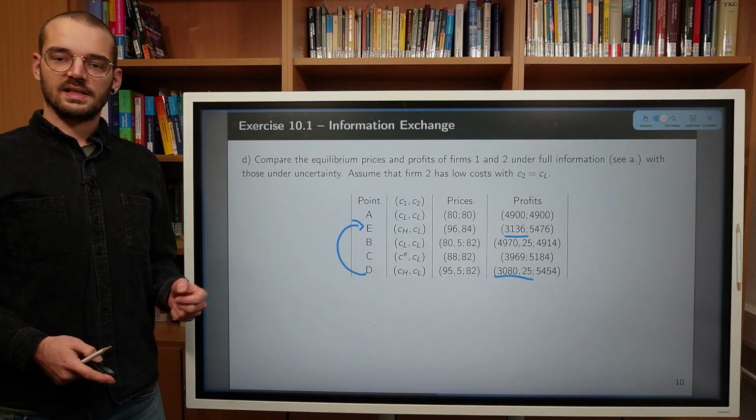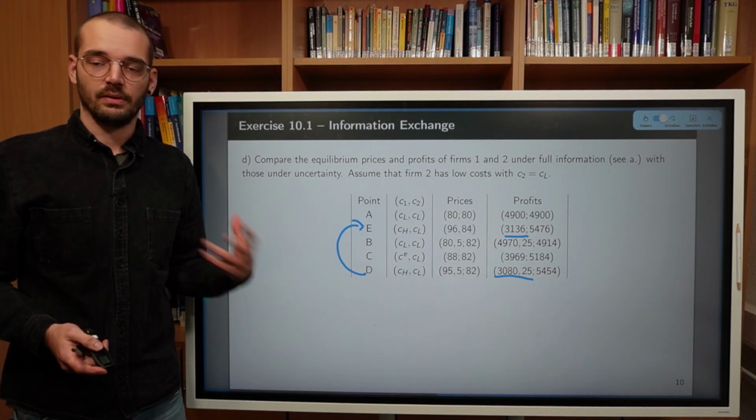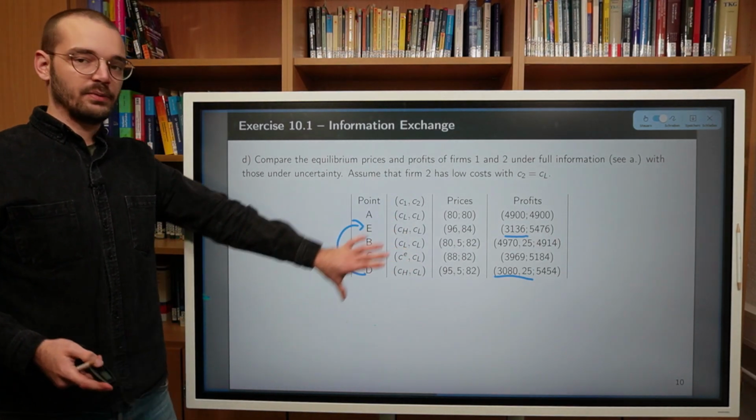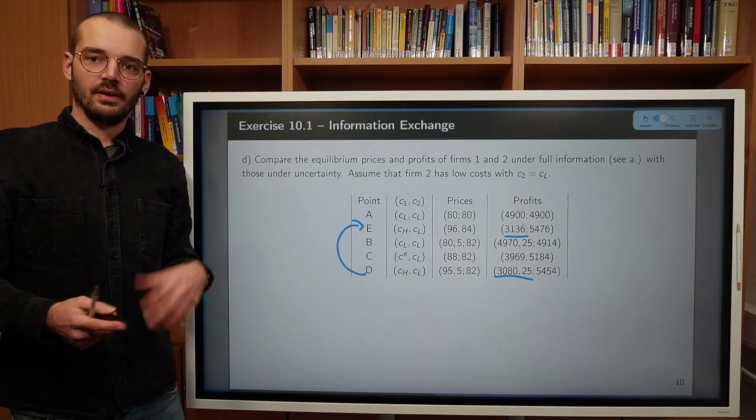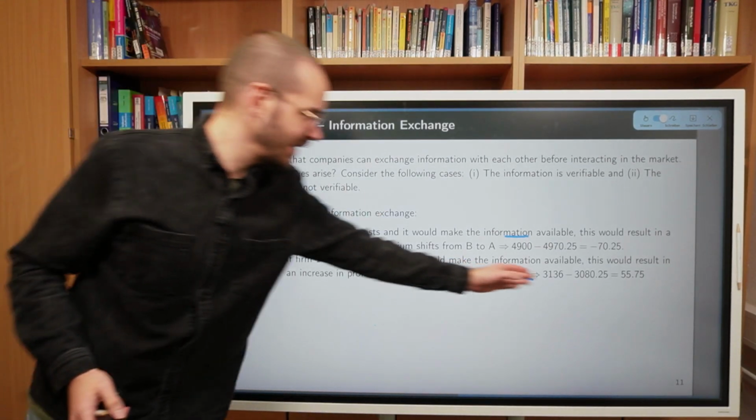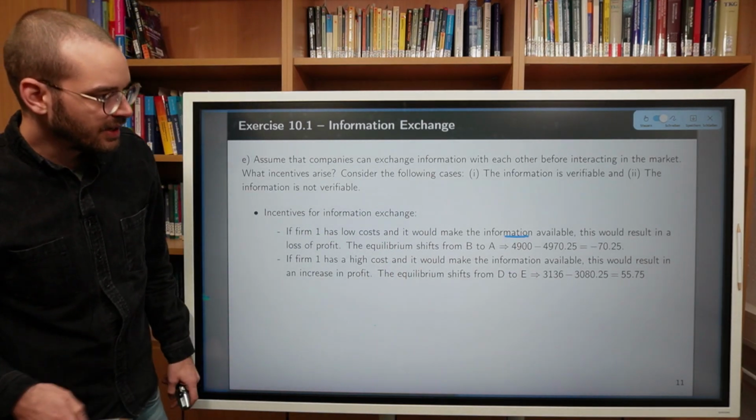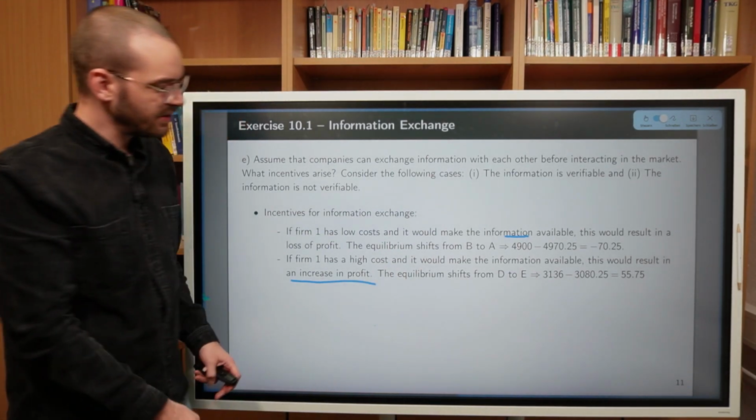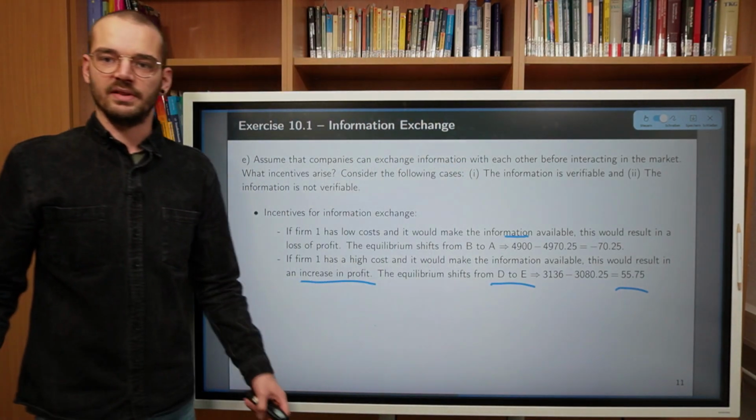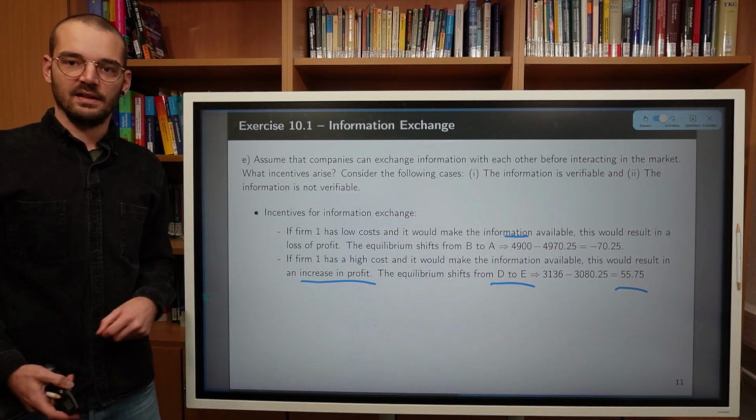So in this setting, if the actual marginal costs of firm 1 are large or high, we see that there is an incentive of firm 1 to tell the truth and reveal their actual costs. That should be written on the slide as well, right? If firm 1 has high costs and it would make the information available, this would result in an increase in profits. The equilibrium shifts from D to E, so we have this increment in profits for firm 1. So clearly firm 1 in this case has an incentive.